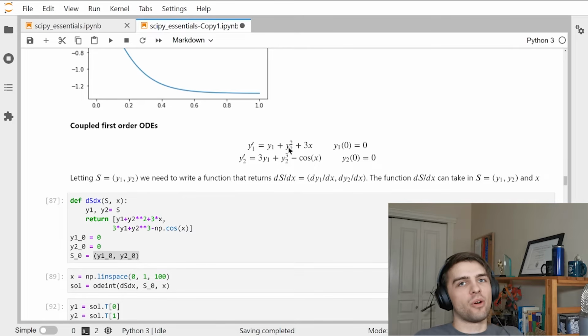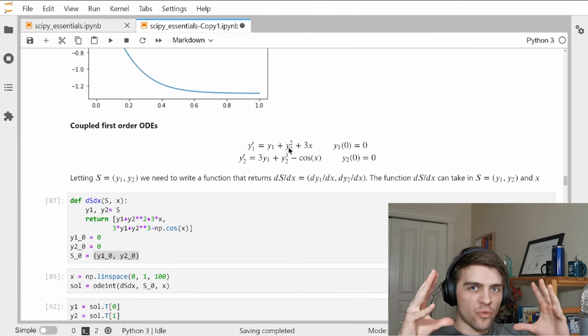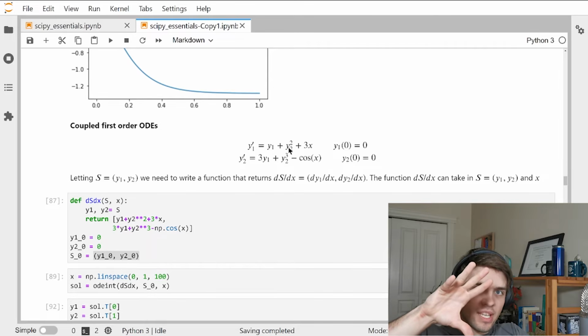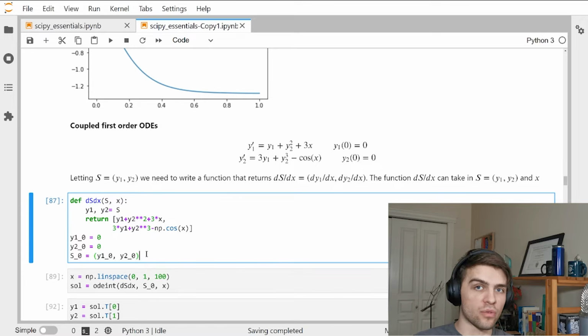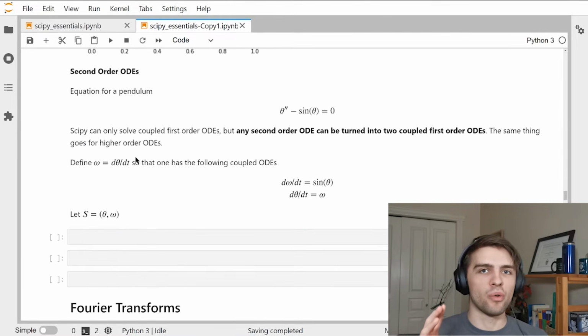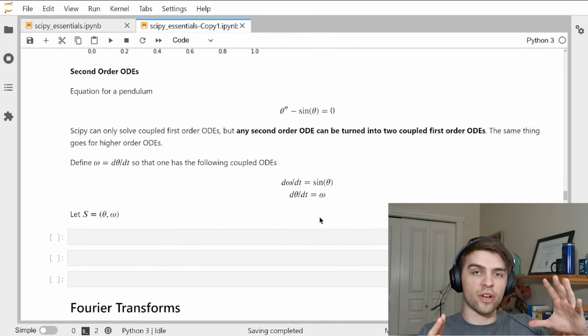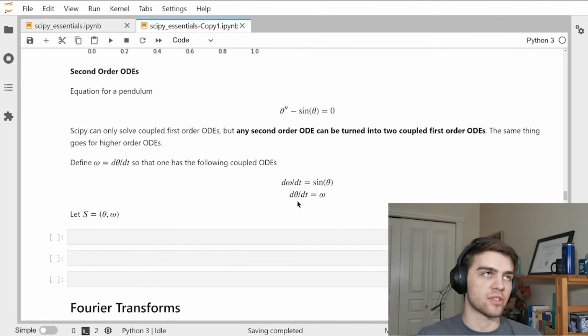And so, in many of my videos, I have coupled differential equation systems. And it turns out that any second order differential equation can be written as two coupled first order ODEs. And then you would use this sort of methodology to solve those sorts of problems. So this here is an example of solving one of those second order ODEs by splitting it up into two first order differential equations. And SciPy is capable of solving coupled first order differential equations.